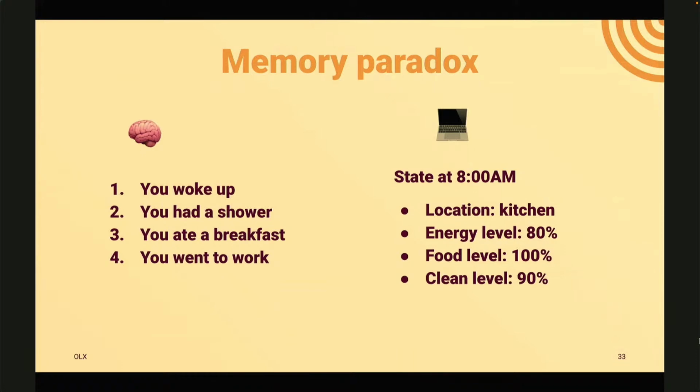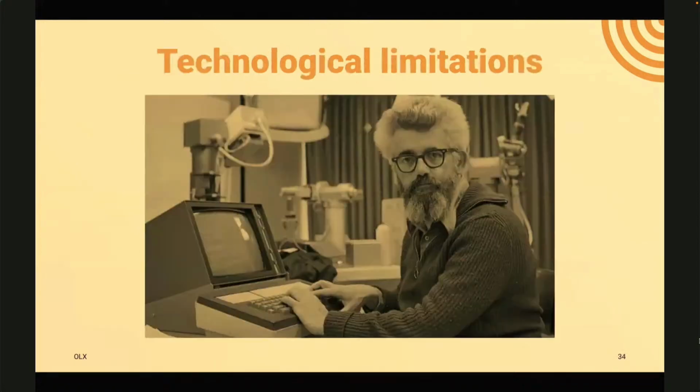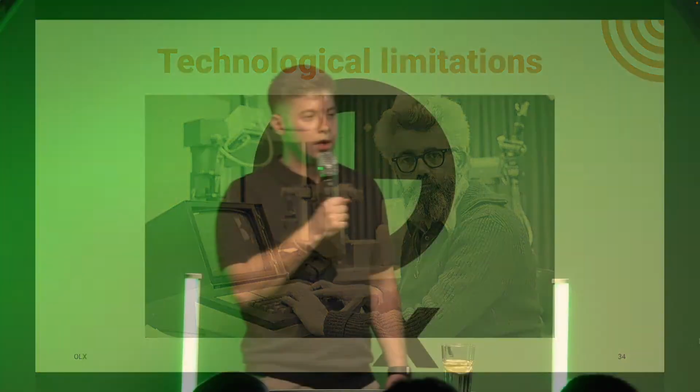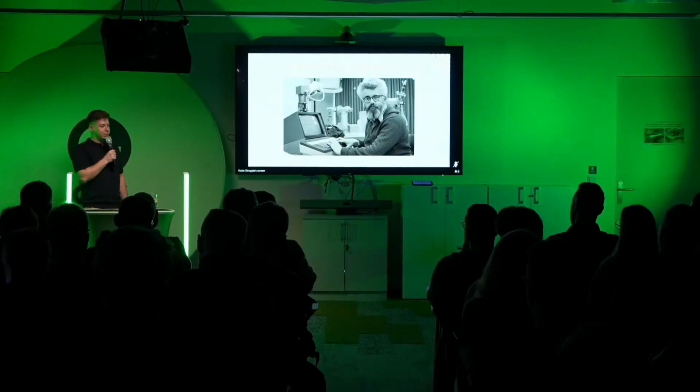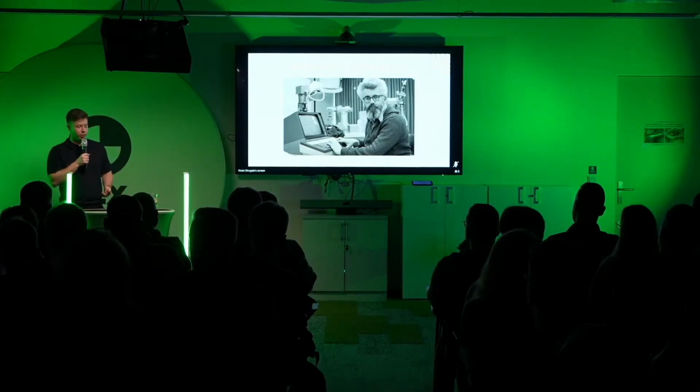So I researched that, and it appears that it's because of technological limitations. So 60 years ago, computers had 4 kilobytes of memory. So these guys had to really save the memory. They needed to save the memory, they needed to override the state of the system, and they weren't able to keep the state of the system with the events, which is not the case anymore.